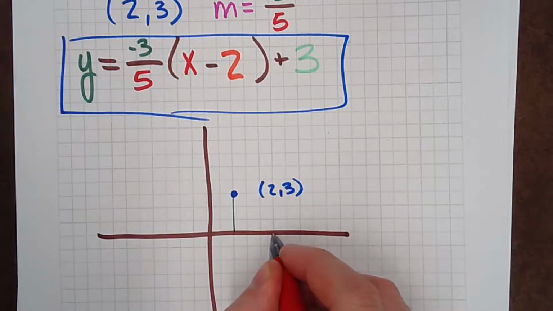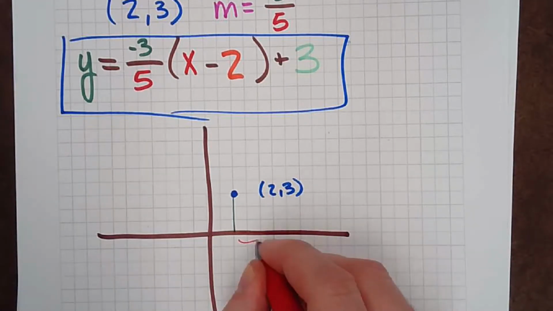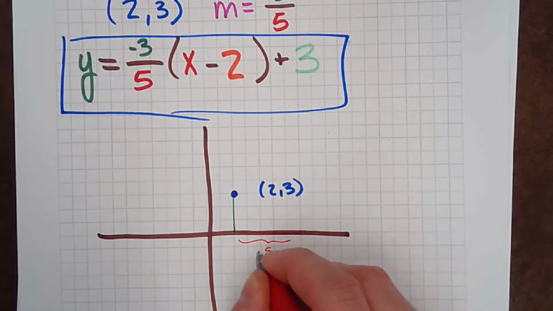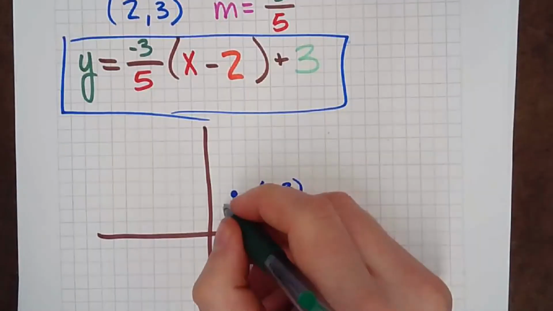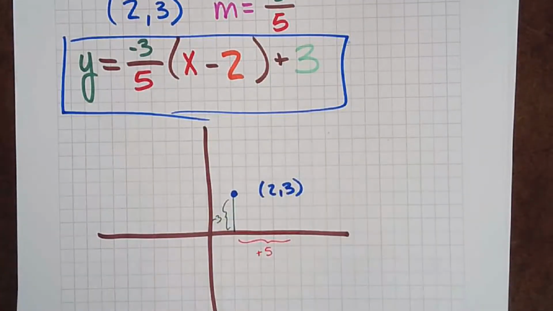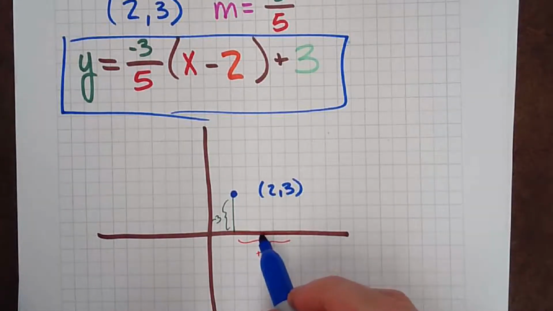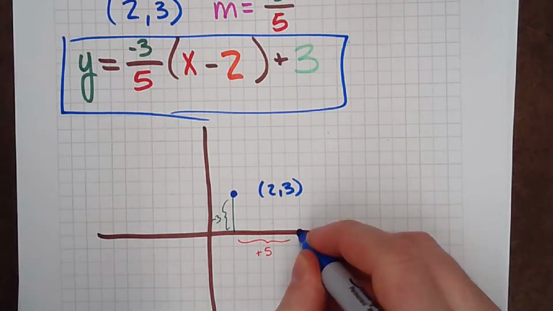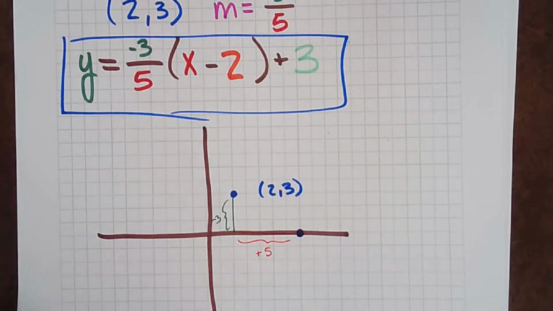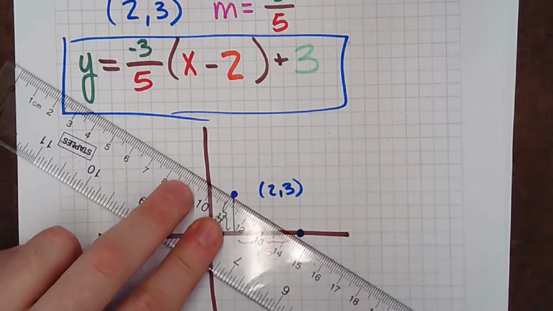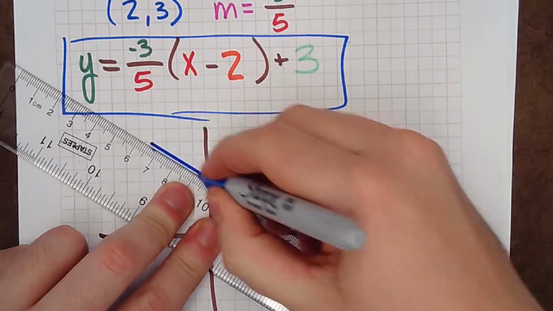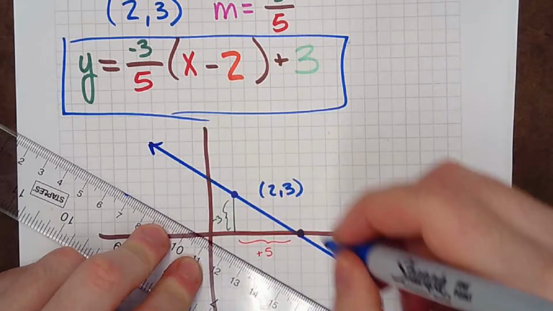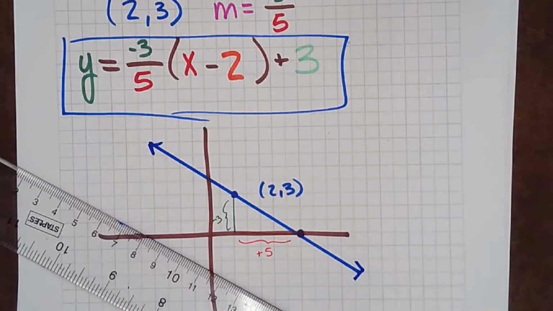1, 2, 3, 4, 5. So this right here was 5 to the right, a positive 5. And this was down 3, a minus 3. And that's where our next point's going to be. So 1, 2, 3, 4, 5 right here. And there's our 2 points, and we connect them to make a line. So not as easy, I think, as using slope-intercept, but pretty darn close when it comes to graphing.